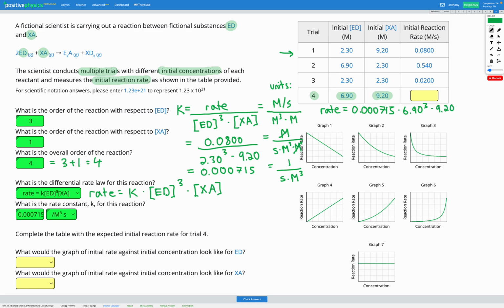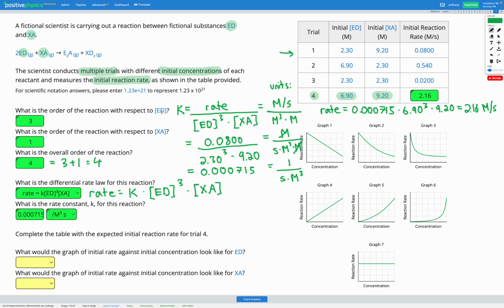So that's it. If we put in our numbers here for the rate, I'm going to get out 2.16 molar per second. Let's check that out. Awesome. So that's a super quick way of doing it. Equally, we could have used the ratios method and gotten the same answer. Awesome. Okay, final step is finding our graphs of initial rate against initial concentration for each of our reactants.